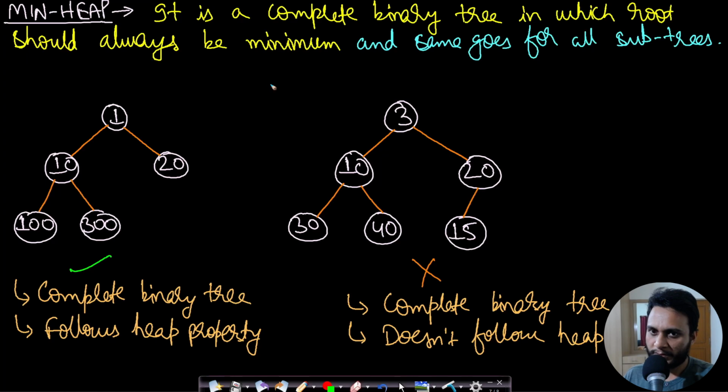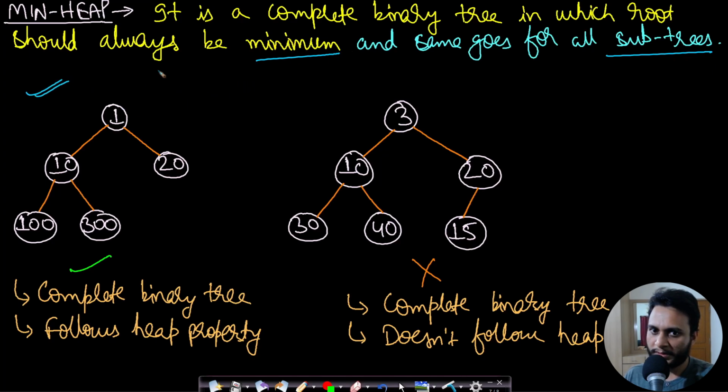Now the same goes for the min heap. In a min heap, it is a complete binary tree in which the root should always be minimum, and the same goes for all the subtrees, right? So this is basically the same concept as the max heap, but in this case the root should be minimum, and in the max heap it should be maximum.